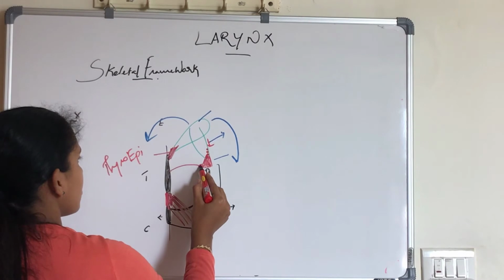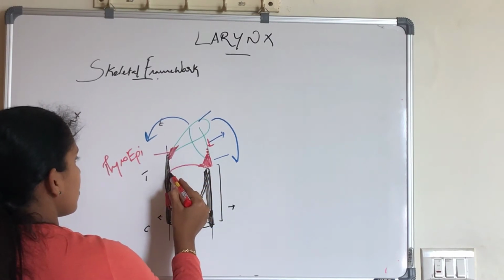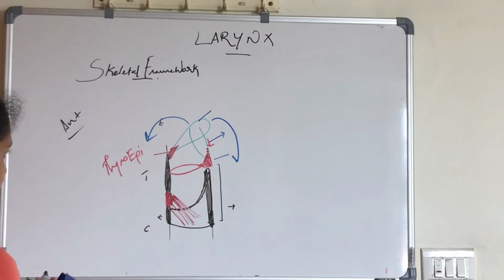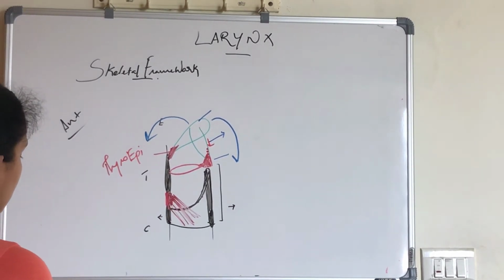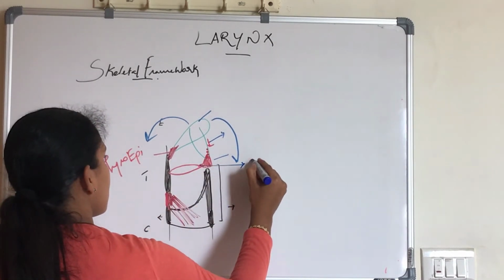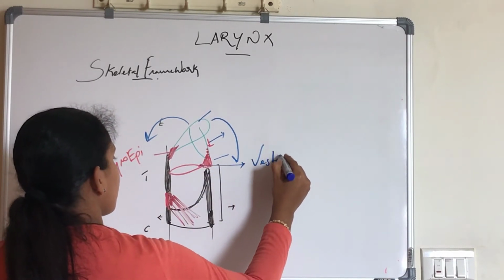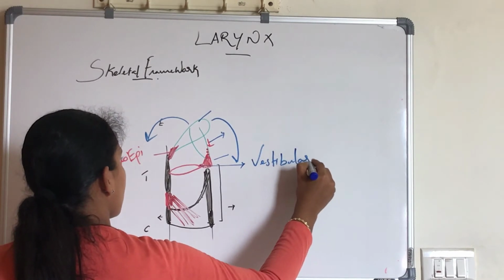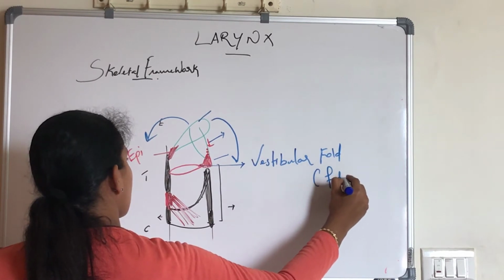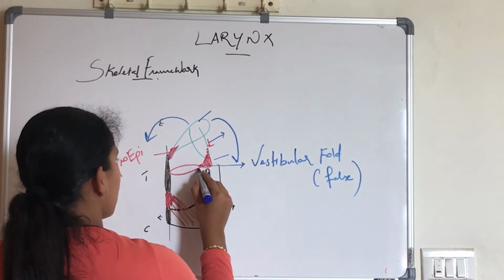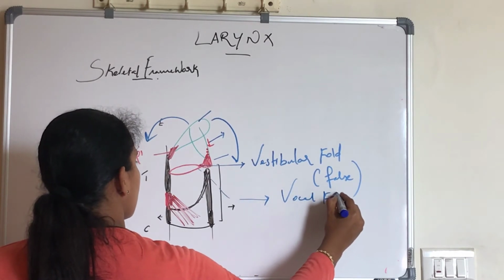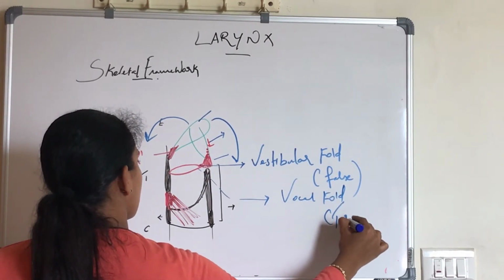Now let me draw the vocal cord. You should know, anteriorly it is attached to the thyroid lamina, the midline angulation, and posteriorly to the vocal process of the arytenoid cartilage. I have drawn two folds. The upper fold is called the vestibular fold. It is otherwise called the false vocal cord. The lower one is the vocal fold, and it is called the true vocal fold.